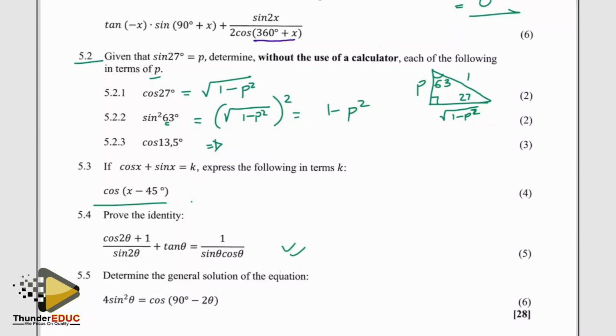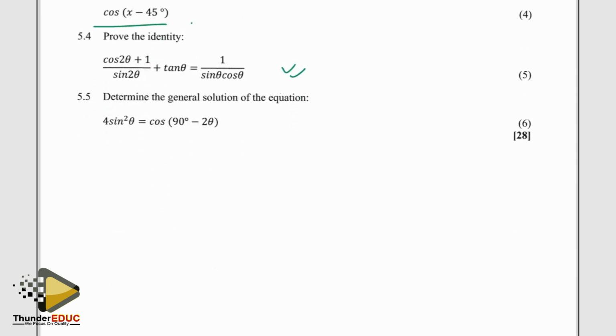Then 5.5, determine the general solution. On the left, it's just one trig ratio, sine squared, which is fine. But on the right-hand side, I'm seeing a double angle there, and then complementary angles as well. So I'm going to start by reducing that. I have 4 sine squared theta is the same as sine 2 theta. Then I'm going to move everything to one side since I'm having one single trig ratio.